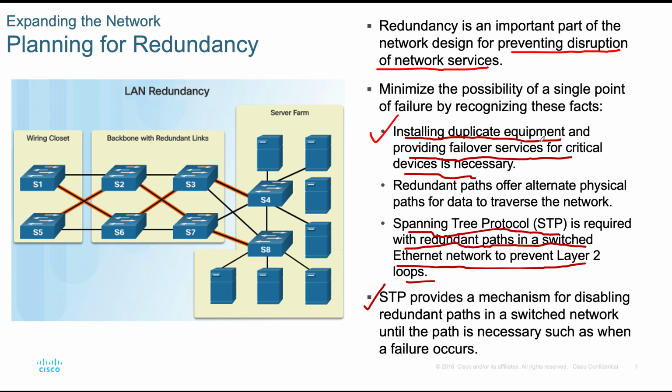Another advantage of this is that the redundant path offers an alternative physical path for data to traverse the network. So it creates an alternative path for data to traverse in case of congestion, data traffic congestion, in your network. So this redundant path could be used.